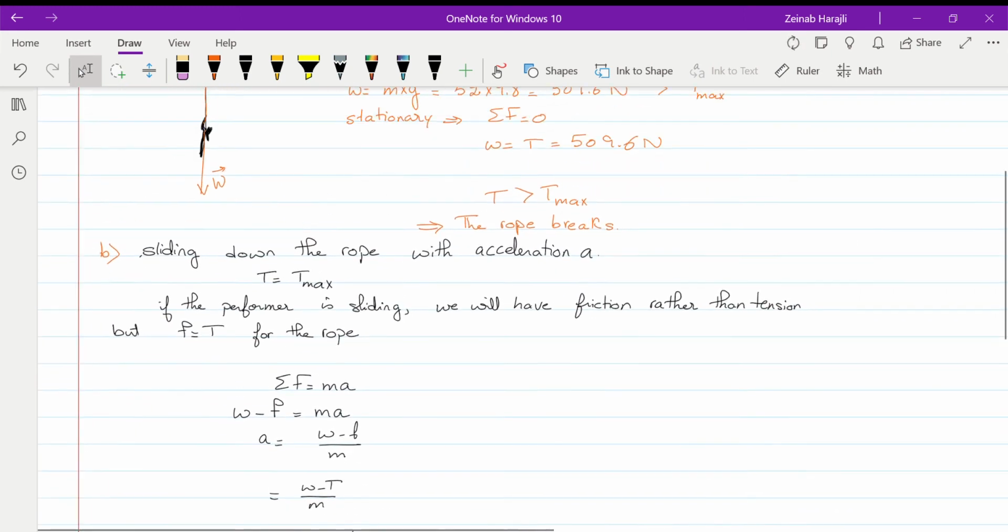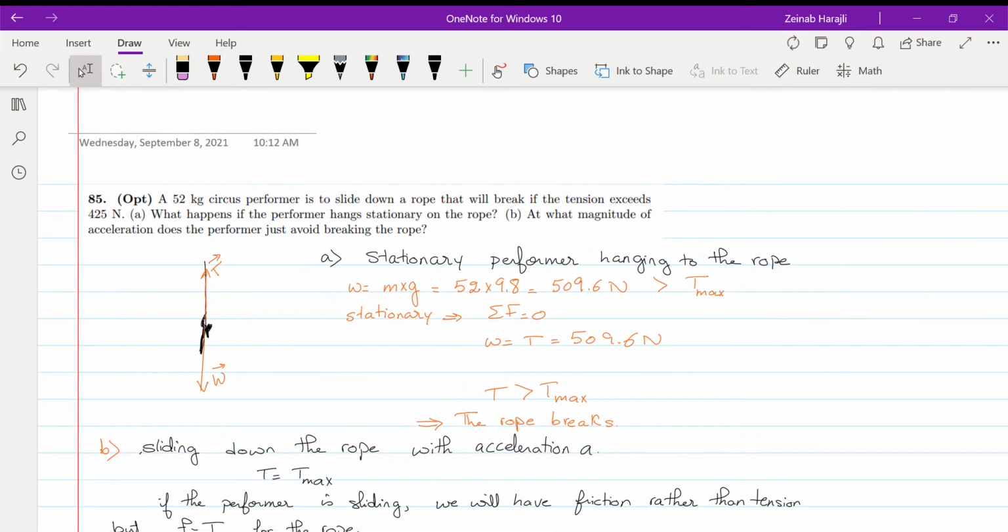So here we were able to study two situations for this performer. If he is stationary, the rope would break, while if he is sliding down the rope, it's not going to break because he will let his weight be more than the tension that is exerted on the rope. So the tension exerted on the rope is going to be less, and thus we can avoid breakage despite the fact that his weight exceeds the value of the maximum tension.